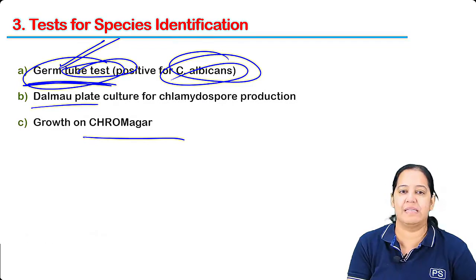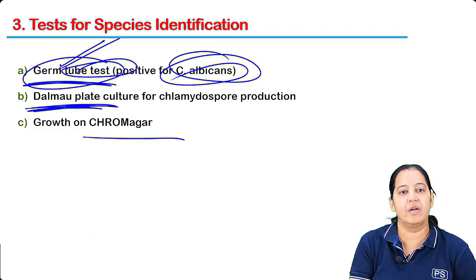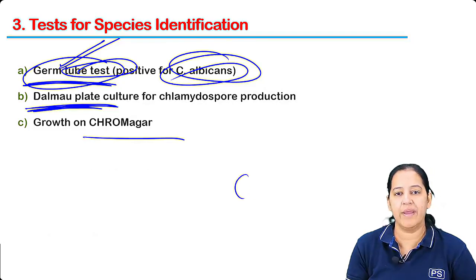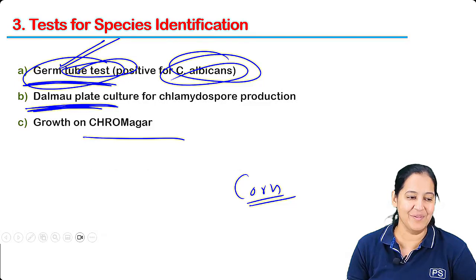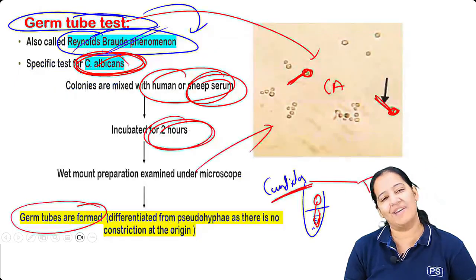One more experiment is there, also known as the Dalmau plate, with corn meal. Do you eat corn? In Hindi we say bhutta. I love corn. Do you like corn? Candida albicans also likes it a lot, like me. So Candida albicans loves corn.